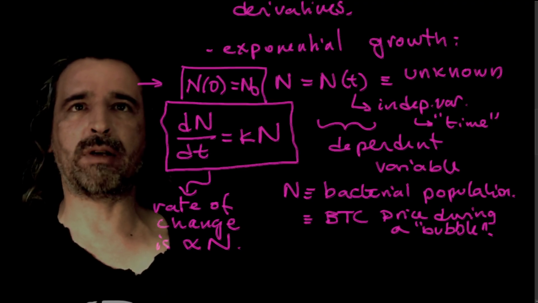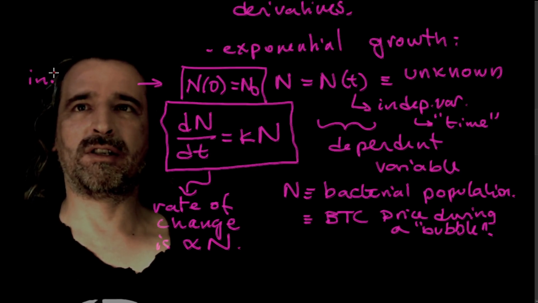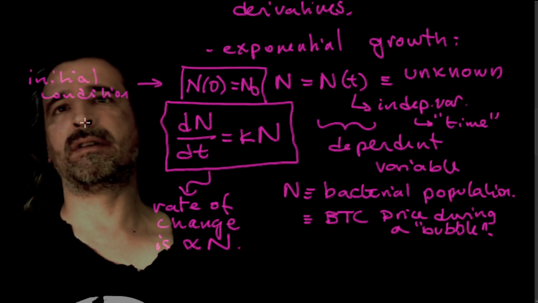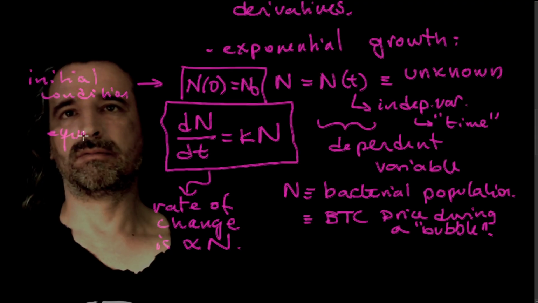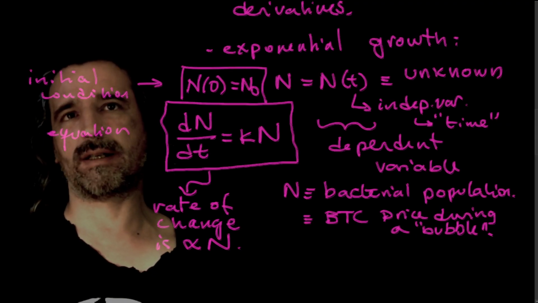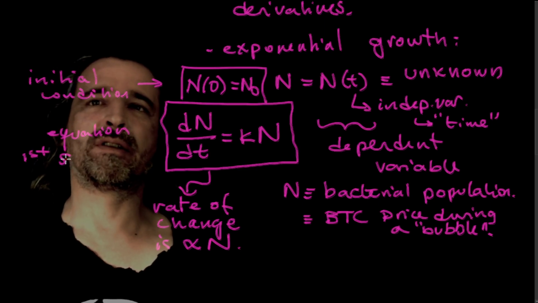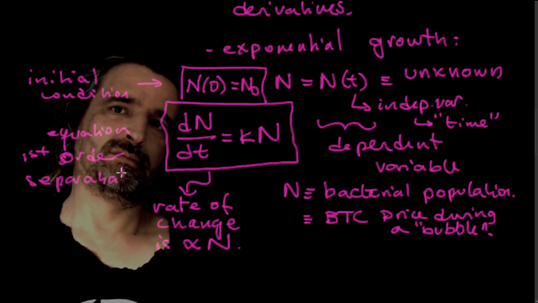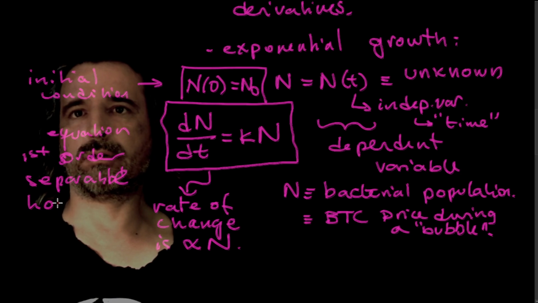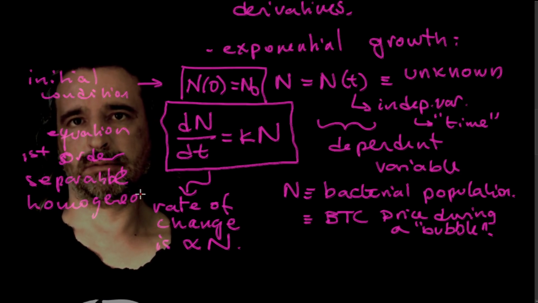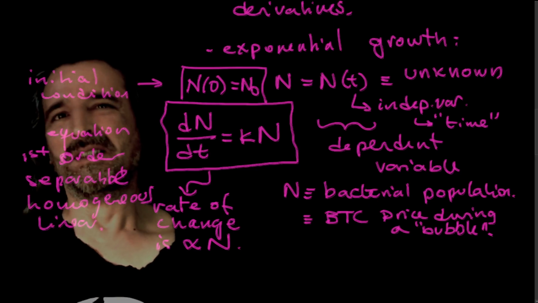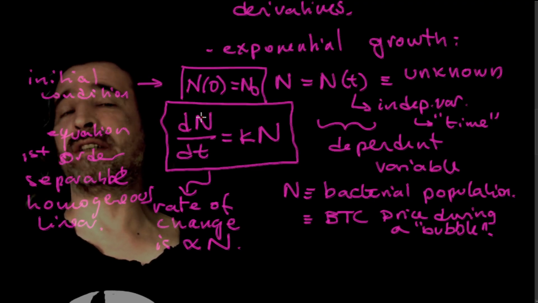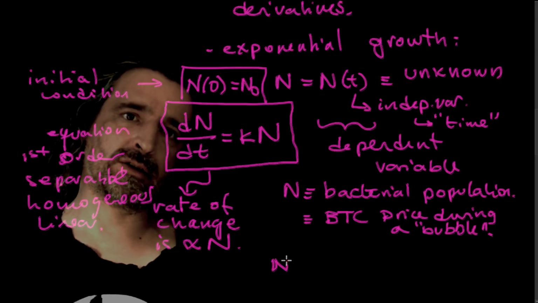Probably I'm writing on top of my face now. Good. Initial condition. And this is the actual equation, which we are saying is a first order, separable, homogeneous, linear, exponential growth. Okay. If you integrate this, then the solution you're going to get is going to be this.